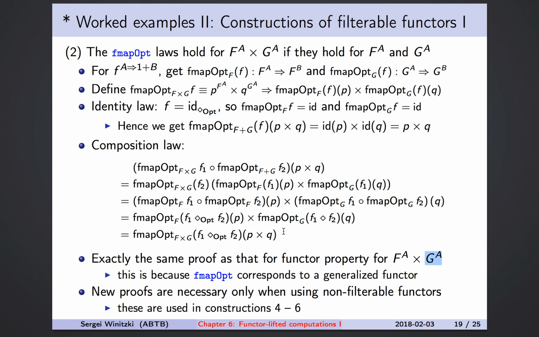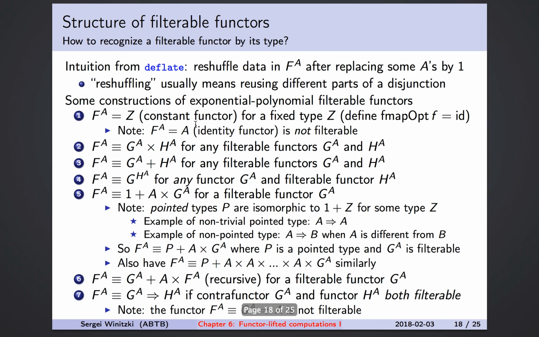Why is this? It's because in category theory, fmapOpt corresponds to this generalized functor between a twisted Kleisli category, Kleisli opt category, which is kind of twisted, and the functions on the container. And so, because it is a functor, it has exactly the same properties of any functor. Once we define it that way, all the proofs remain literally the same, except for notation. New proofs, therefore, are necessary only when using non-filterable functors, when we cannot represent all the functors in our construction as filterable, which is constructions 4 to 6.